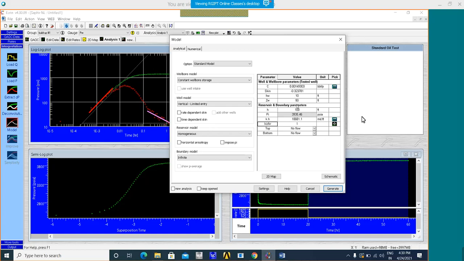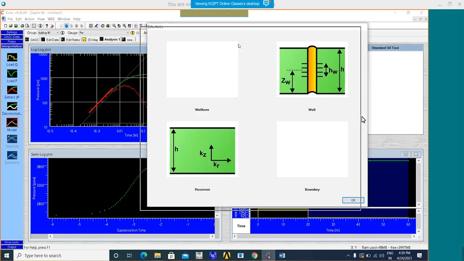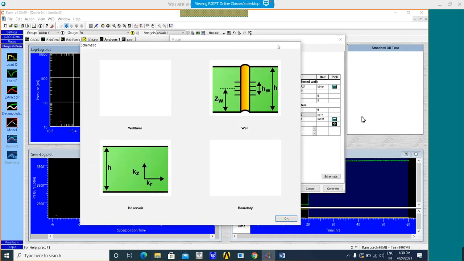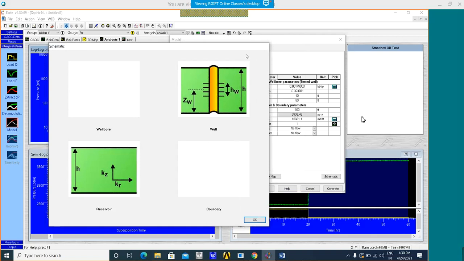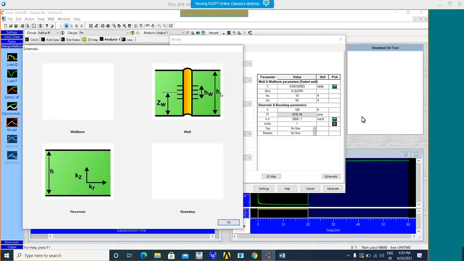Now if you want to look at the schematic, I can also show you the schematic here. This is the schematic, so you can understand the parameters which we are actually using here. So this is H, this is HW, this is ZW.